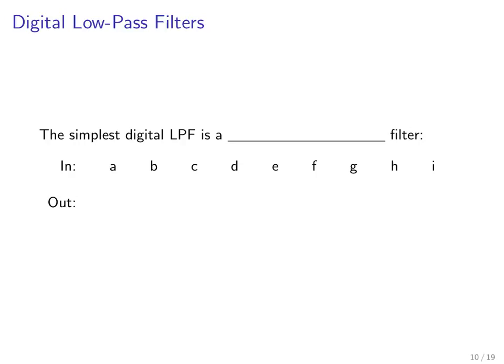Okay, so now that we've covered that, let's get into the nitty-gritty of digital low-pass filters. The very simplest form of a digital low-pass filter is a moving average filter. Let's illustrate this through an example. A moving average filter essentially takes the average of consecutive samples in your signal.